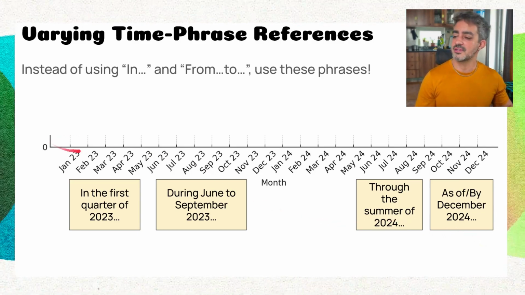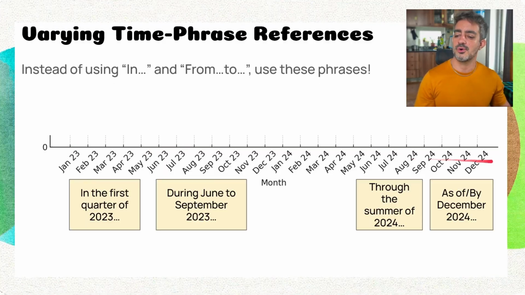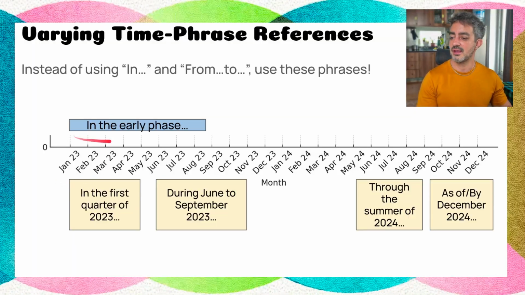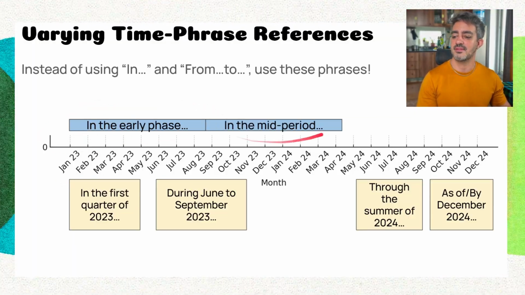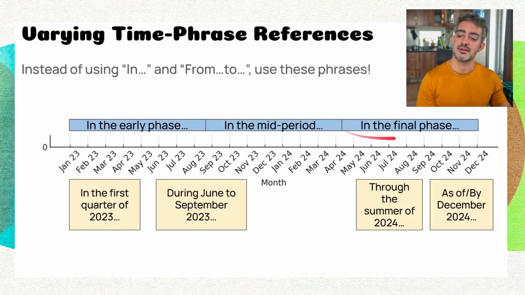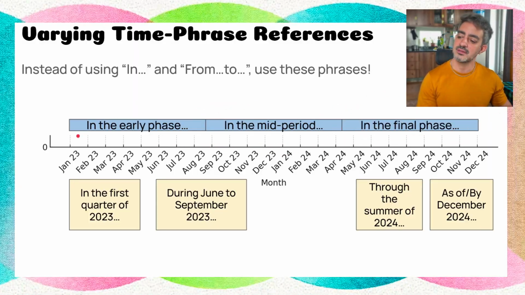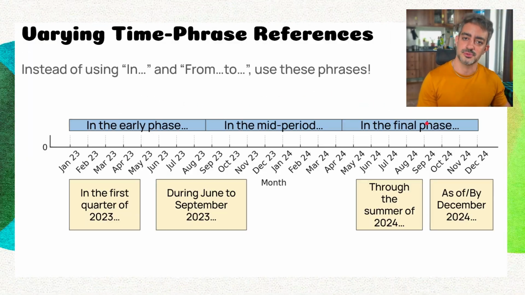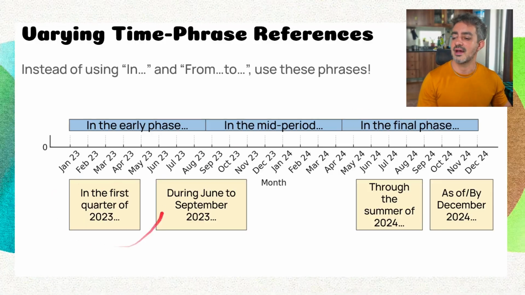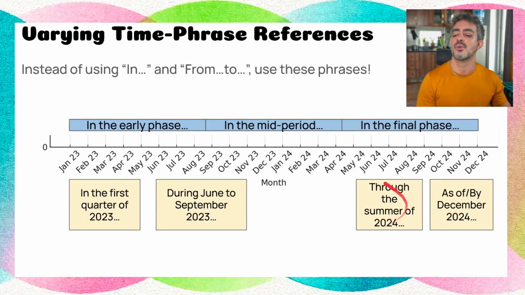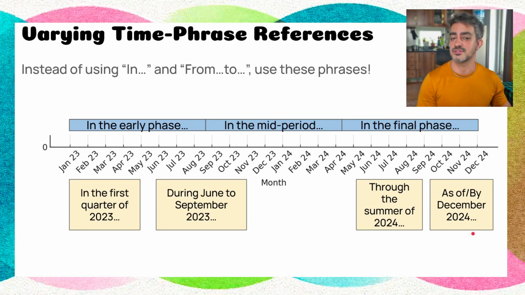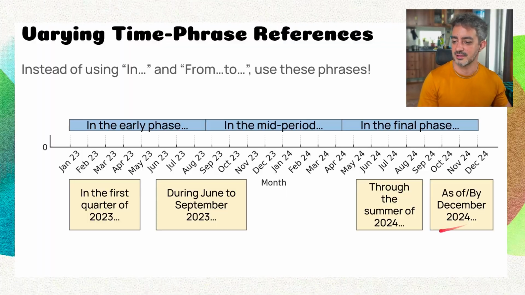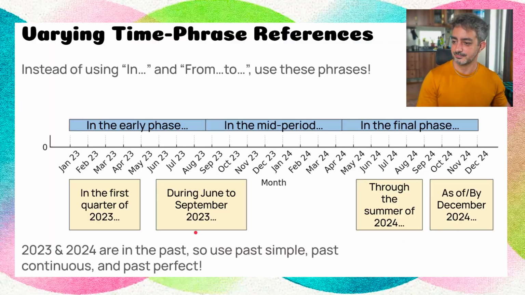What about if we want to just look at the whole chart and divide it into 3 parts? We could say in the early phase, in the mid period, and in the final phase. I recommend looking at the chart this way when you're writing an overview, which we'll talk about later. And then I suggest using this kind of wording when we are describing details in the second or third paragraph, depending on how you write it. All right.